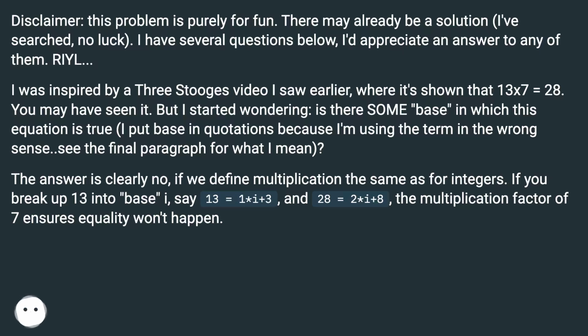The answer is clearly no, if we define multiplication the same as for integers. If you break up 13 into base I, say 13 equals 1 asterisk I plus 3, and 28 equals 2 asterisk I plus 8, the multiplication factor of 7 ensures equality won't happen.